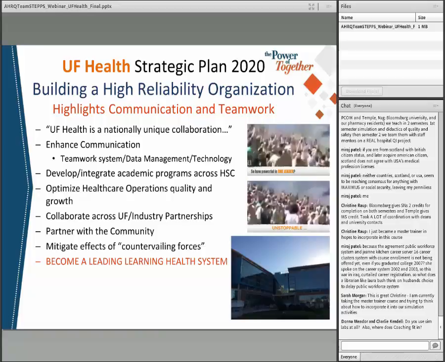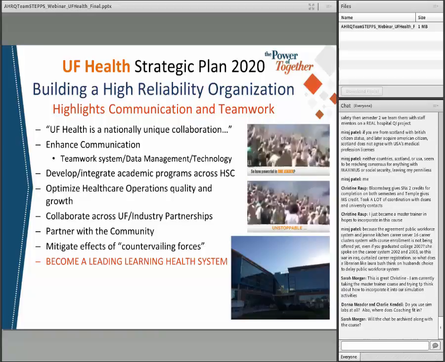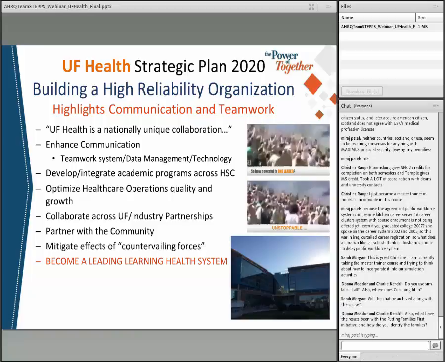We do reference a teamwork system, data management and technology, and leveraging those, development and integration of the academic programs across the Health Science Center. Obviously, we're looking at optimizing the operations, the quality, and the growth. Even though we are bringing up two new towers, we never lose track of the fact that we're working within fixed assets, and we're always working on those workflows and optimizing them, with length of stay and maintaining quality. With the collaboration across the University of Florida overall, the greater university, and industry partnerships, partnering with our community, and the overall mitigating the effects of countervailing forces, whatever those may be, so the more reliable our processes, we can better handle and be more resilient as the healthcare system and the world is ever-changing with us.